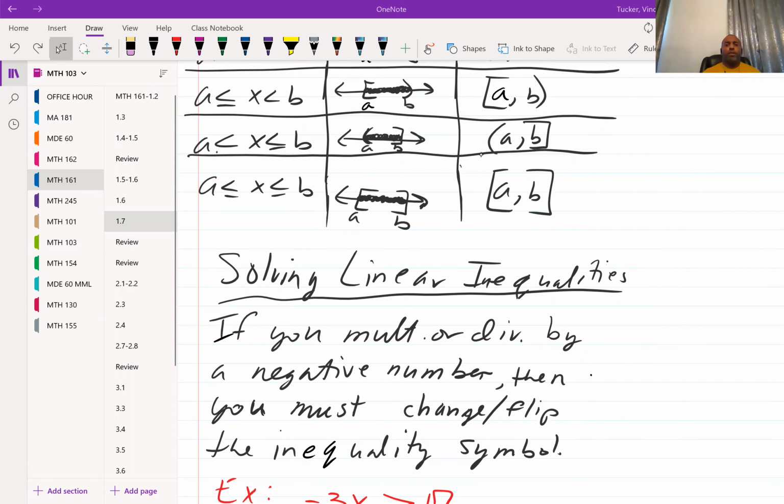So now solving linear inequalities, they're going to be the same process as solving your equations. It's just that when solving linear inequalities, you have to consider one thing, and that's this piece right here. It says if you multiply or divide by a negative number, then you must change or flip the inequality symbol. So it depends on your terminology. Will change or flip your inequality symbol. Anybody still holding on to the chart?